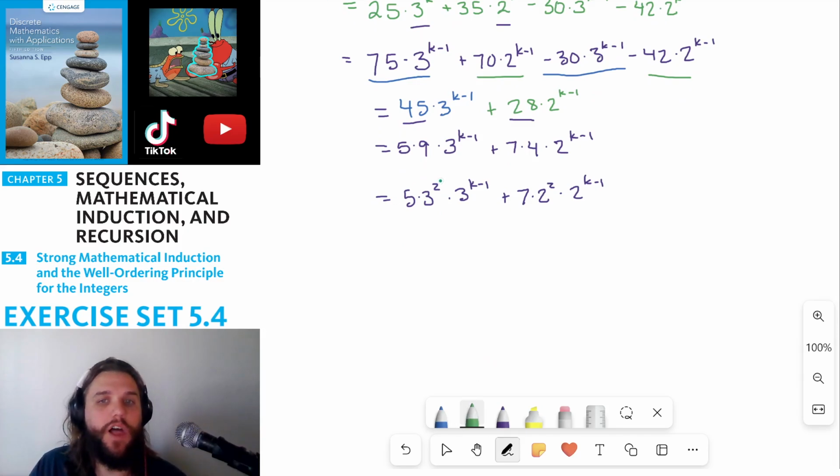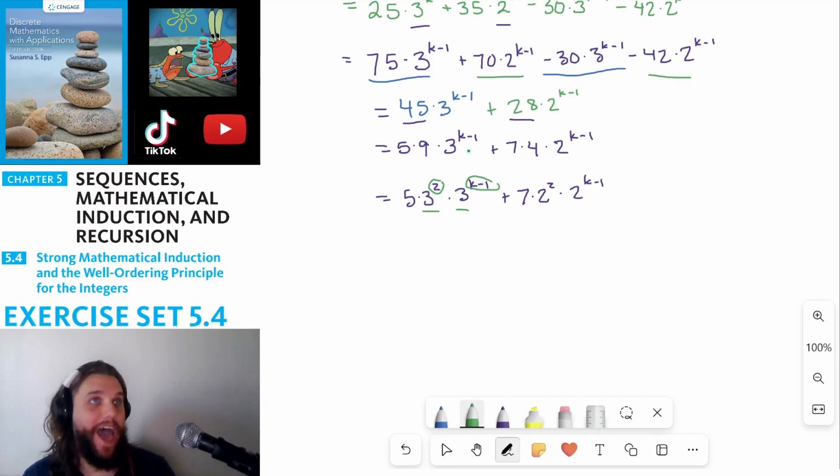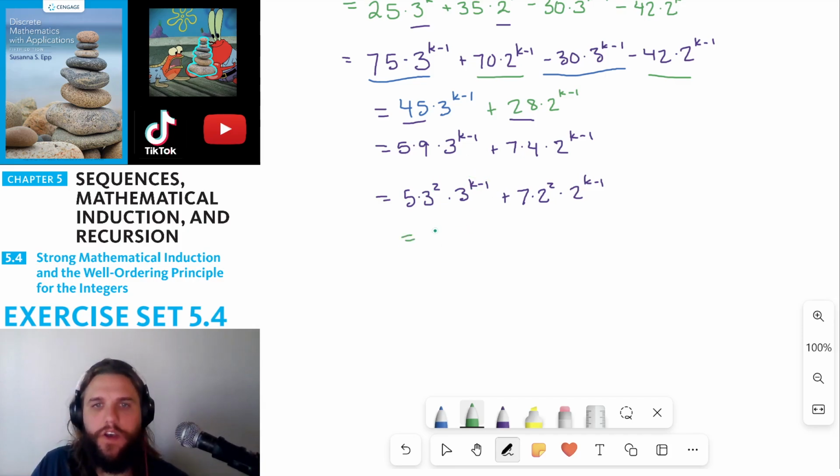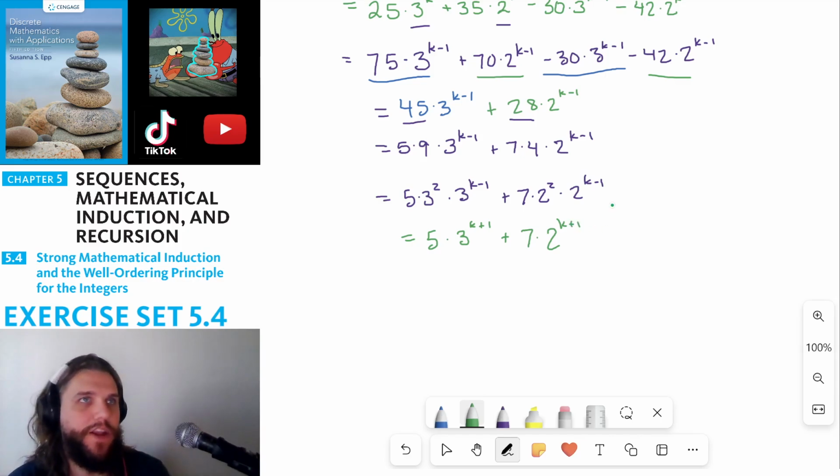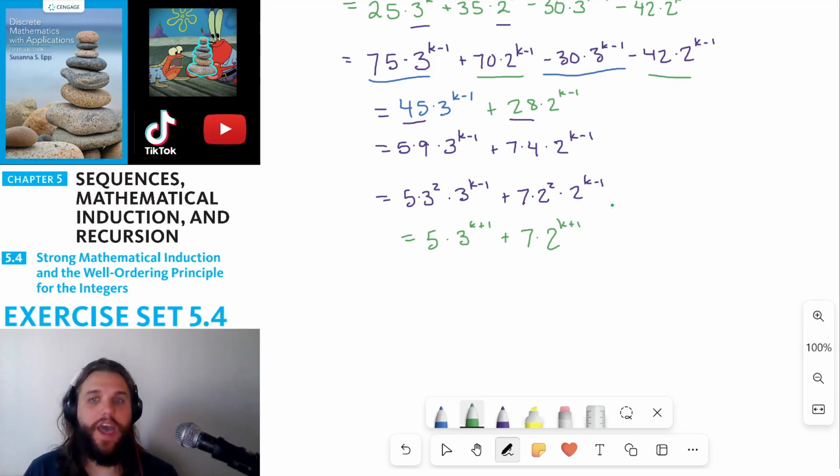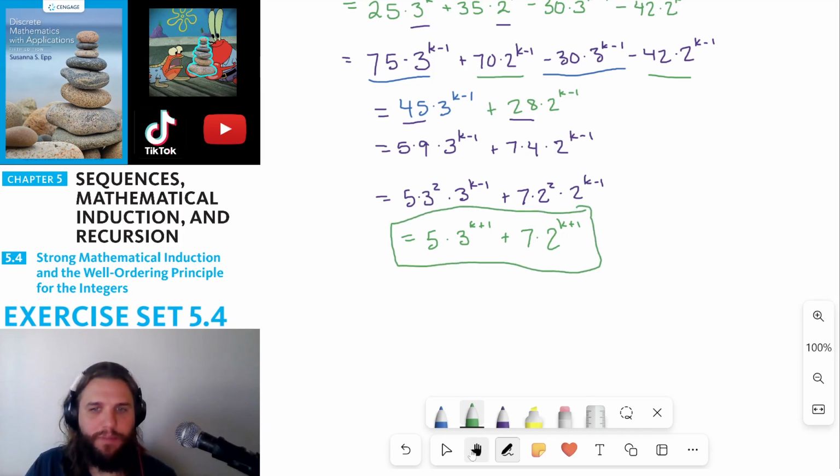And then we can use the law of exponents, which says that if you have the same base, we can simply add the exponents together. So this equals 5 times 3 to the k plus 1, and then plus 7 times 2 to the k plus 1. 2 plus k minus 1 is k plus 1. And this is the right-hand side of P of k plus 1.